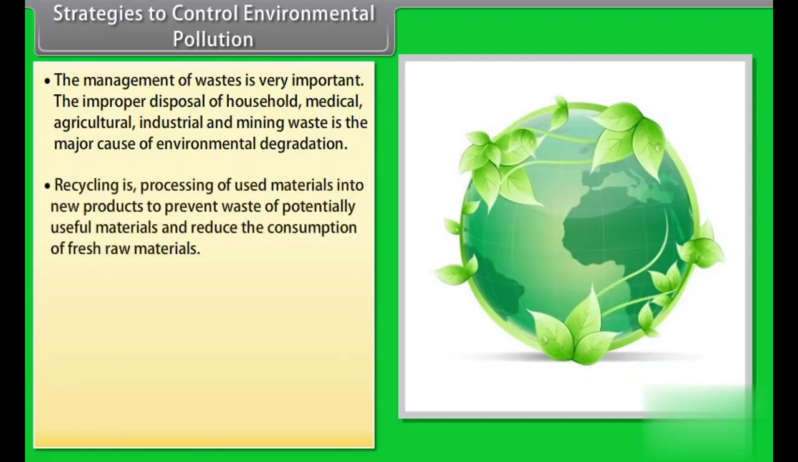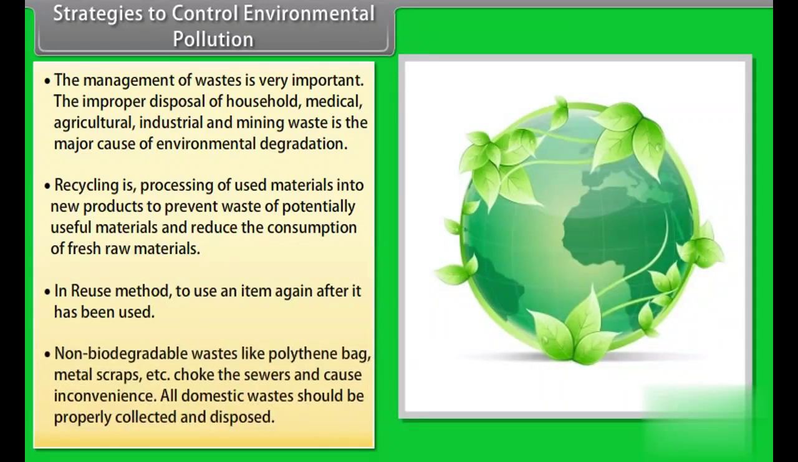Recycling is processing of used materials into new products to prevent waste of potentially useful materials and reduce the consumption of fresh raw materials. In reuse method, we use an item again after it has been used. Non-biodegradable wastes like polythene bag, metal straps, etc. choke the sewers and cause inconvenience. All domestic wastes should be properly collected and disposed.